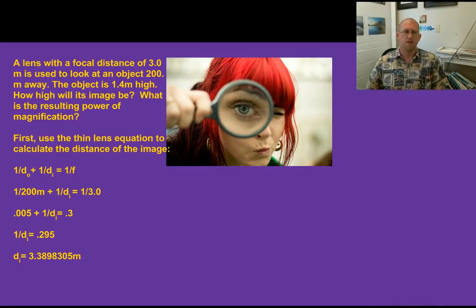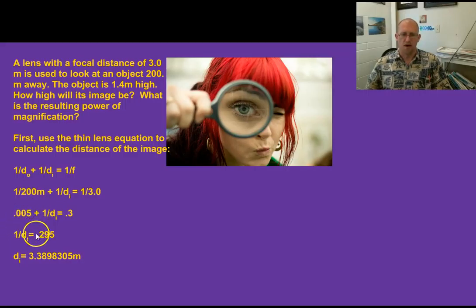So first thing we need to do is use the lens equation to calculate the distance of the image. So 1 over the distance to the object plus 1 over the distance to the image is 1 over the focal length. And I know the focal length is 3 meters. I know the object is 200 meters away, so I can plug those in. 1 over di is what I'm looking for. I'm going to subtract, but first I'm going to turn them into decimals. 1 divided by 3 is 0.3 repeating. 1 divided by 200 is 0.005.